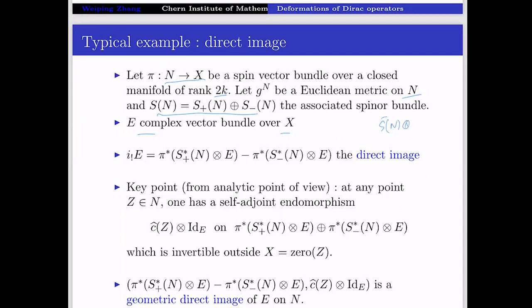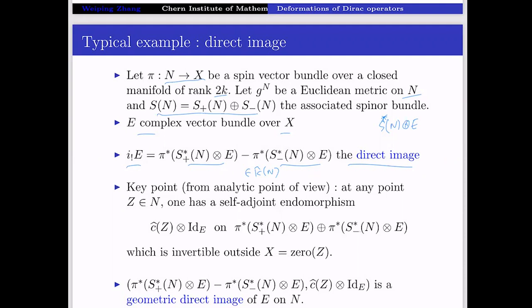I will take the dual L bundle tensor E. Then we have this splitting. Then we pull back on the normal bundle. So this will belong to the K group of this normal bundle. In terms of this, it is a kind of direct image. We use this notation. You have a concrete construction in this way.